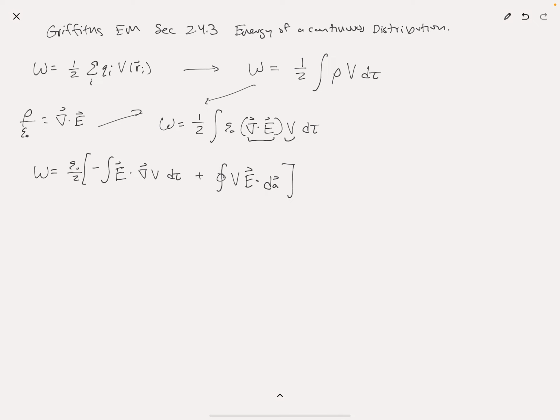You might recognize one of these terms. The gradient of the potential is the negative of the electric field. So I get 1 over 2 epsilon naught, and the negative kills the negative. I'm left with the integral of E squared d tau plus the integral of V E dot dA. So I have a volume integral and a surface integral.